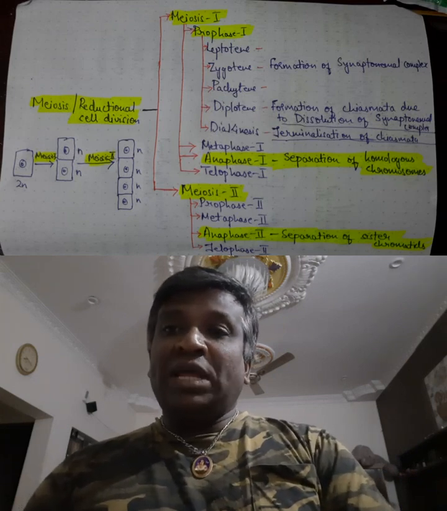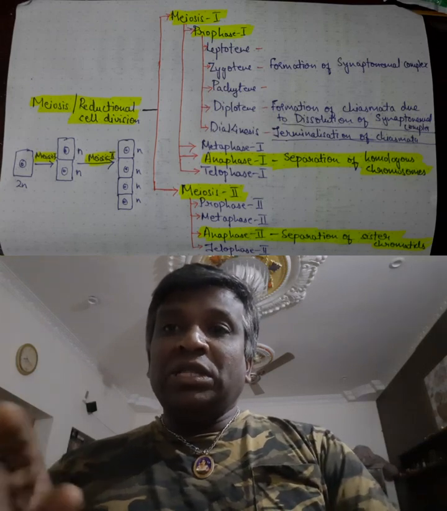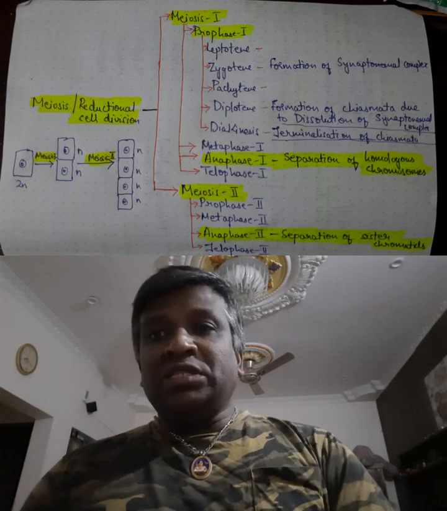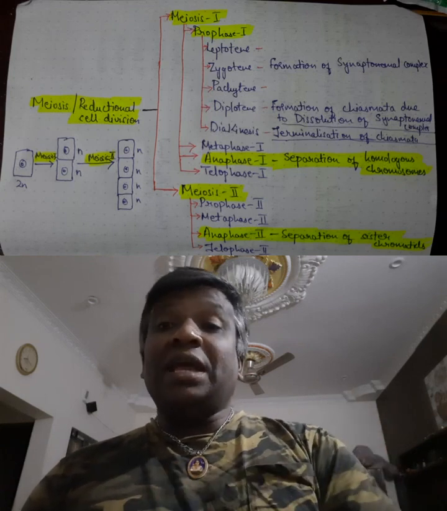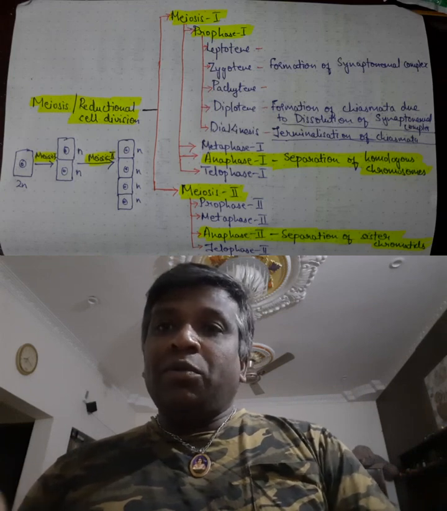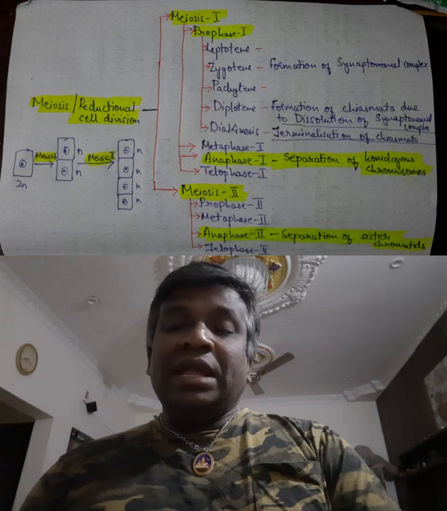Prophase I is divided into different stages. You can remember all the stages by the mnemonic LZP D square: leptotene, zygotene, pachytene, diplotene, and diakinesis.